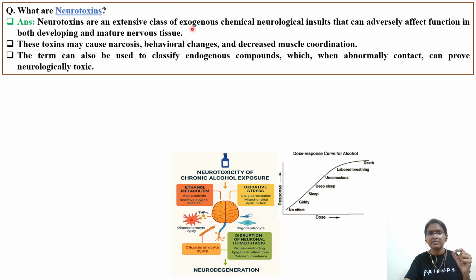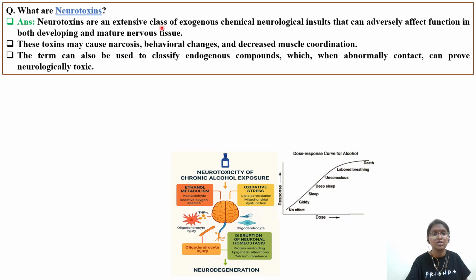Neurotoxins are an extensive class of exogenous chemicals, neurological insults that can adversely affect function in both the developing and mature nervous system. Another thing you have to remember with respect to alcohol is that alcohol can cross the blood-brain barrier and it can also cross the placental barrier. For example, if a woman is pregnant and she consumes alcohol, alcohol can cross that placental barrier. Why? Because of the lipophilic nature of alcohol, its fatty nature. Fat can be dissolved in alcohol.